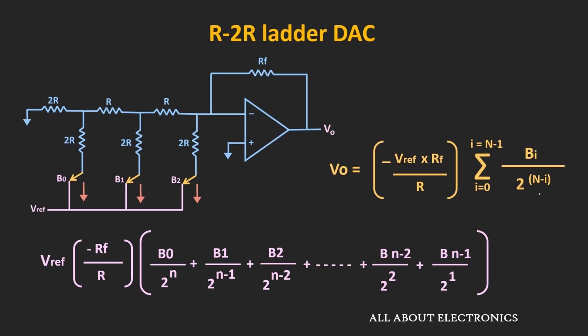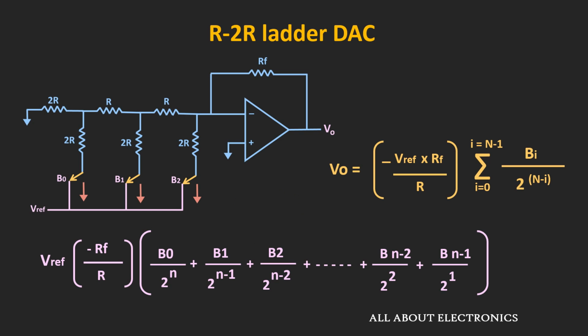So here n is the number of bits and i is varying from 0 to n minus 1. So here the value of RF and R decides the gain of this DAC, and the reference voltage will also get multiplied by the same factor. So if RF is equal to R, in that case the gain of the DAC is equal to 1.